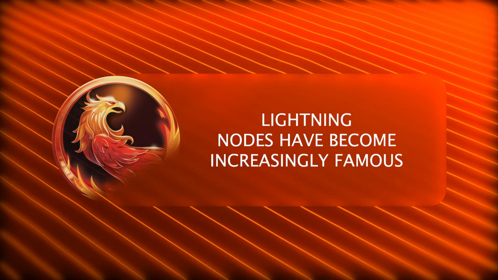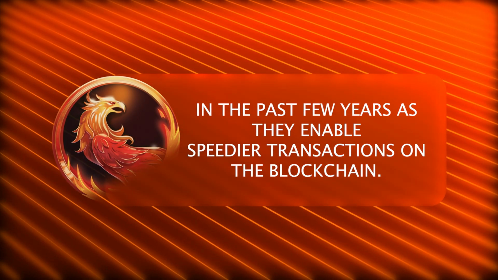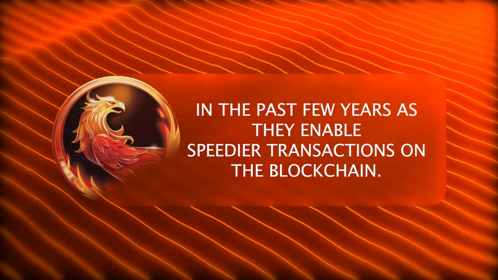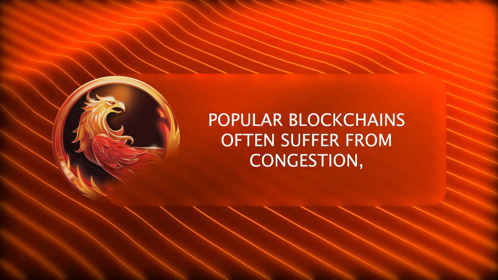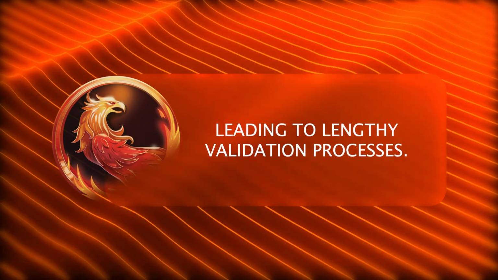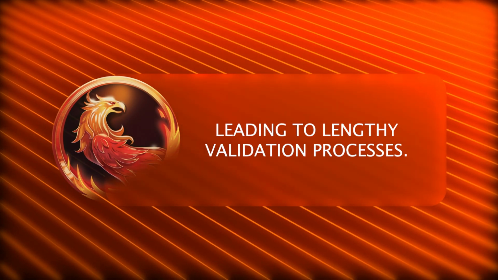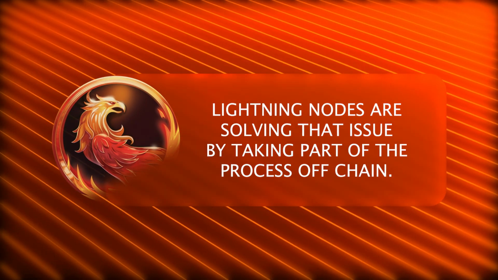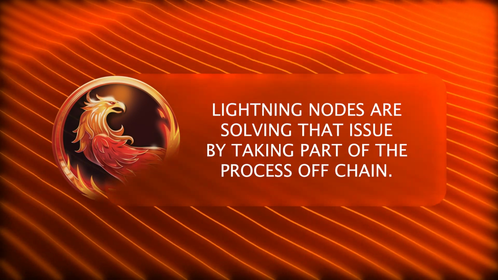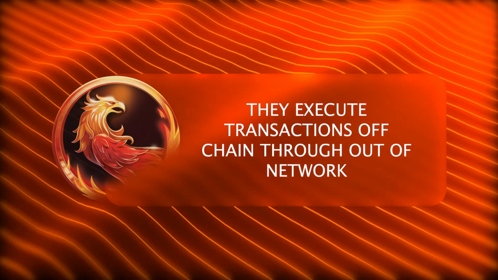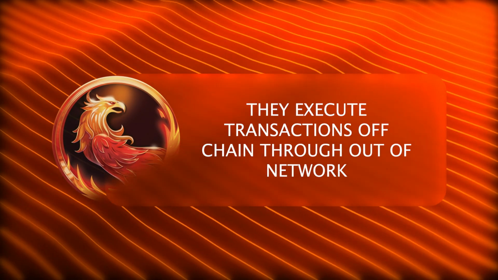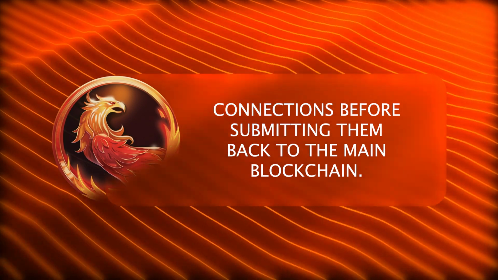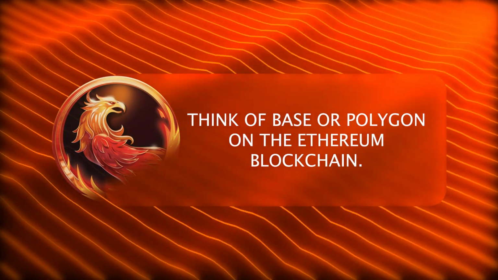Lightning nodes have become increasingly famous in the past few years as they enable speedier transactions on the blockchain. Popular blockchains often suffer from congestion, leading to lengthy validation processes. Lightning nodes are solving that issue by taking part of the process off-chain. They execute transactions off-chain through out-of-network connections before submitting them back to the main blockchain. Think of Base or Polygon on the Ethereum blockchain.